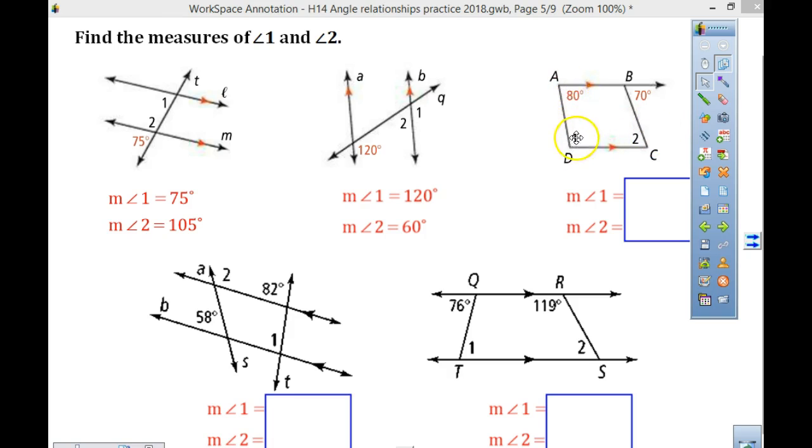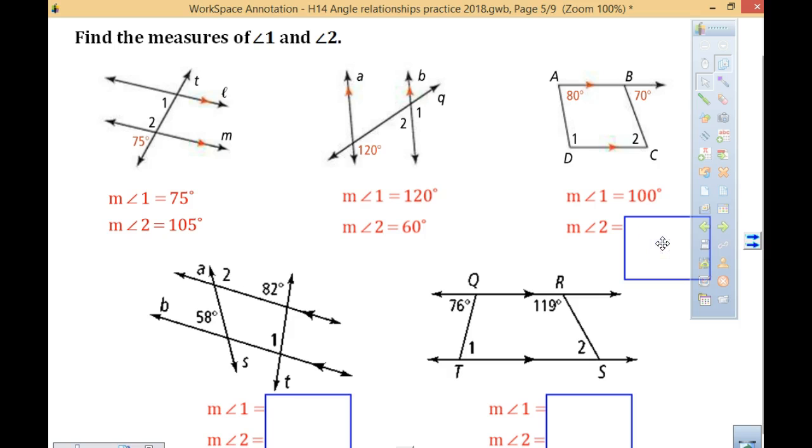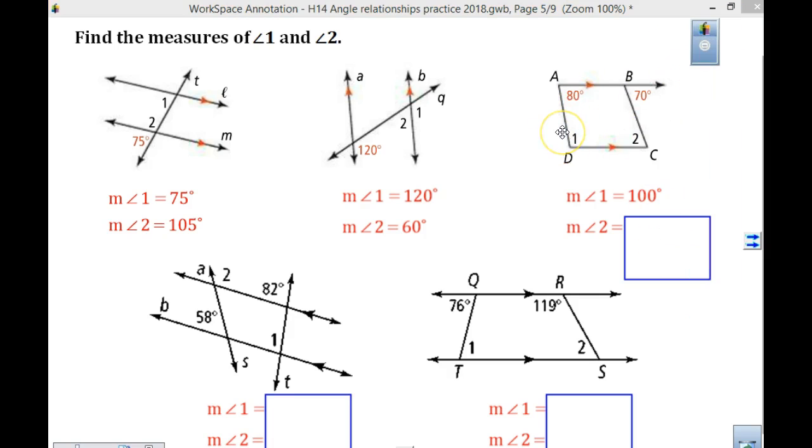1 and this 80-degree angle. Those are same side interior, which means they have to total to 180. So angle 1 has to be 100. Because someone said, yeah, but I don't see the two lines. If you extend this as a parallel line, and you extend this one, this is the transversal. So those two are same side interior, and they will total to 180 when we look at that.